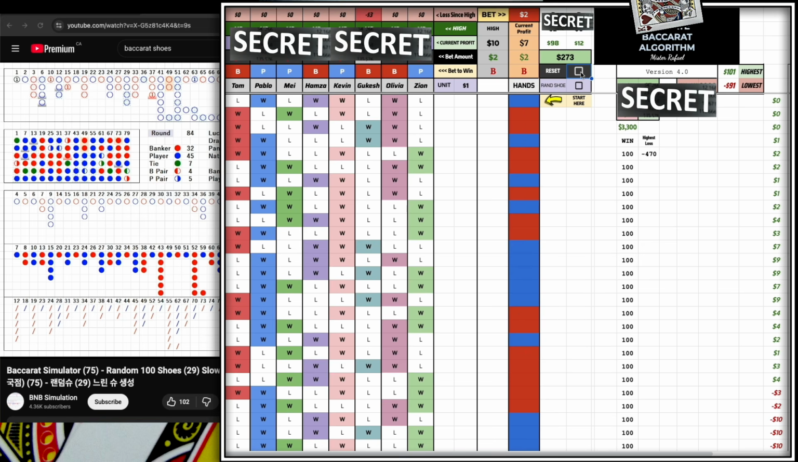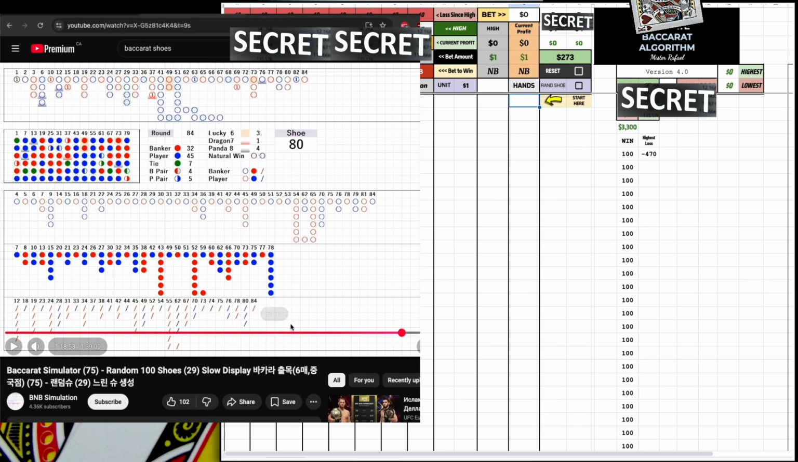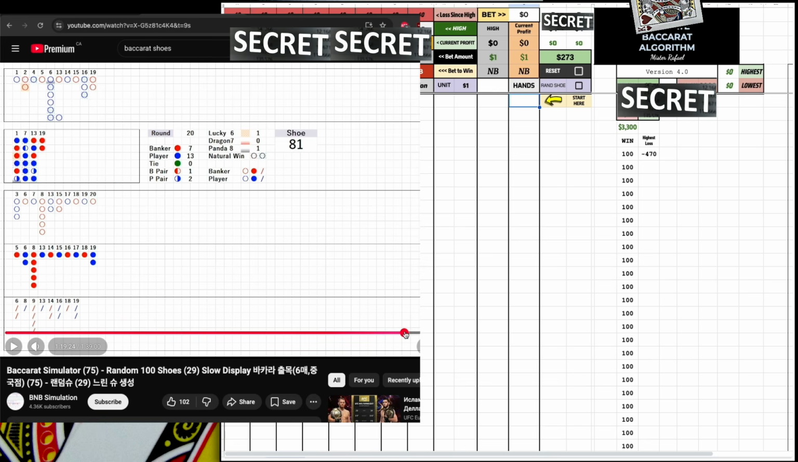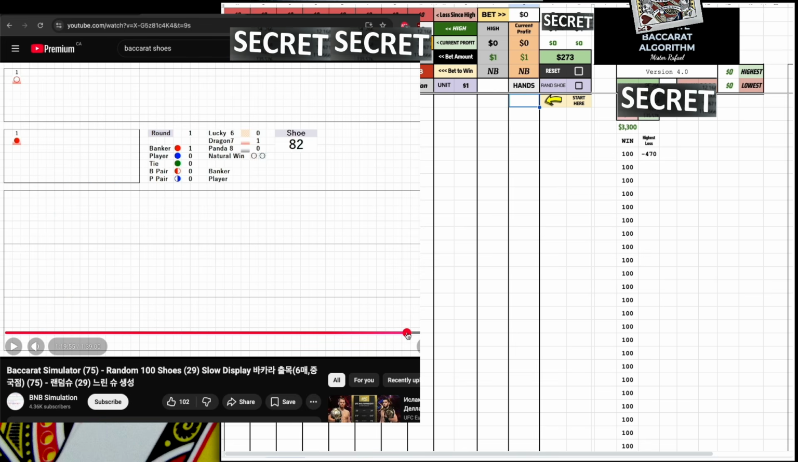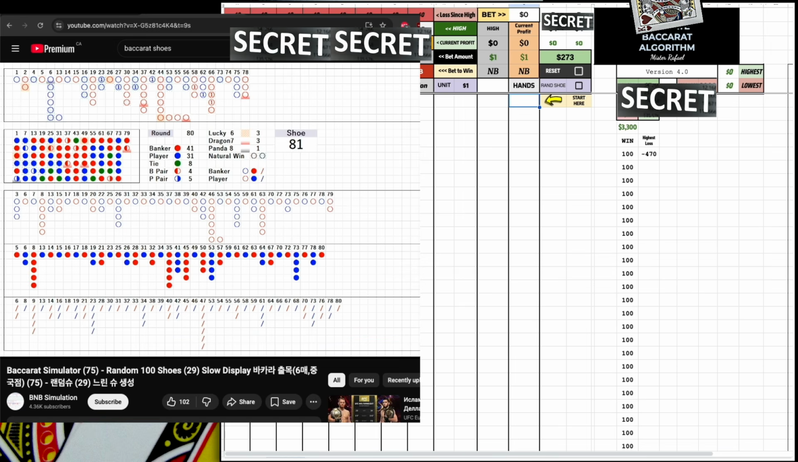Let's see here. Should we take a break or should I knock out the rest of the shoes? You know what? I'm gonna keep going. There's 20 shoes remaining. Let's knock them all out. I don't need a break. Let's keep going here. This is unbelievable, guys. Let's finish the 100 shoes. All right, here we go. Shoe 81.